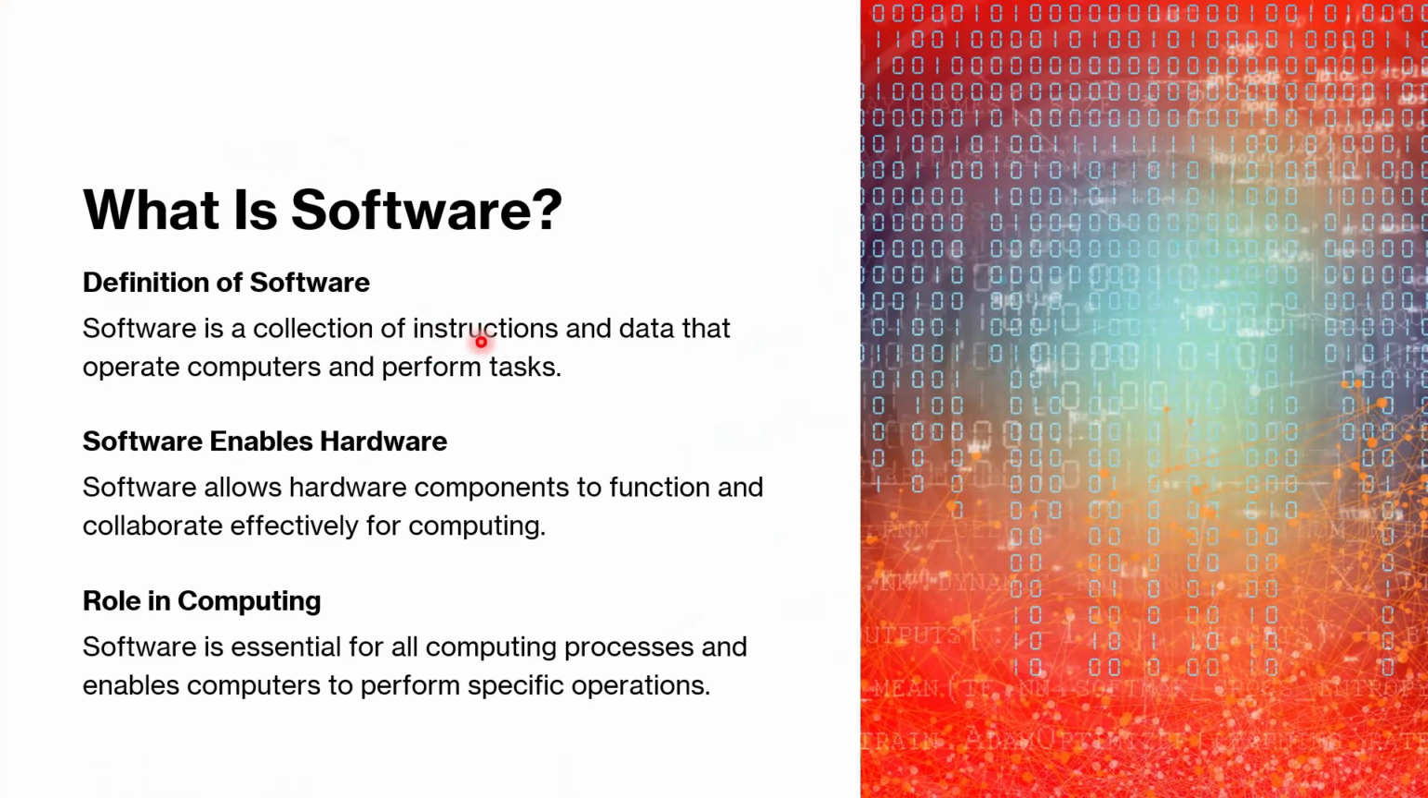Software is a collection of instructions and data that operate computers and perform tasks. So software is used for operating the computer and performing tasks like sending emails, printing documents, performing calculations, and maintaining records. These tasks are done by software in the computer. Software enables hardware: it allows hardware components to function and collaborate effectively for computing. Role in computing: software is essential for all computing processes and enables the computer to perform specific operations.